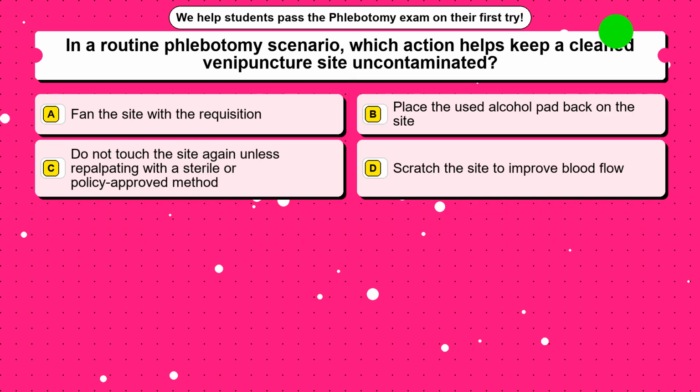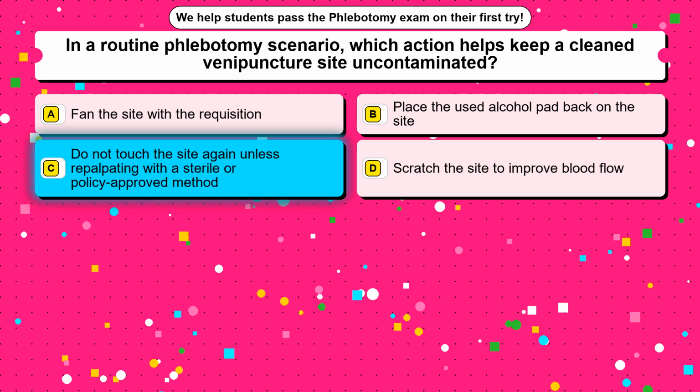Question 98. In a routine phlebotomy scenario, which action helps keep a cleaned venipuncture site uncontaminated? Option A. Fan the site with the requisition. Option B. Place the used alcohol pad back on the site. Option C. Do not touch the site again unless repalpating with a sterile or policy-approved method. Option D. Scratch the site to improve blood flow.